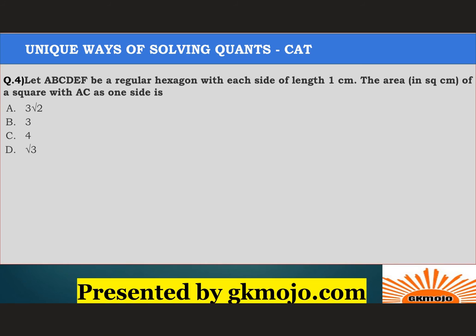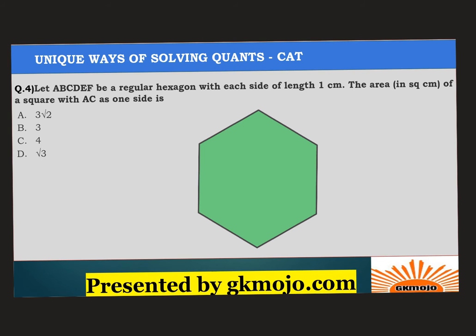Very easy question. You just need to know basic trigonometry over here. Alright, I'll show you how. Just give me a second. So what this question says, let ABCD be a regular hexagon with each side of length 1 centimeter. The area of the square with AC as one side is very easy, just basic trigonometry. So first we'll give the naming A, B, C, D, E and F, right? So AC as one side they say, right?